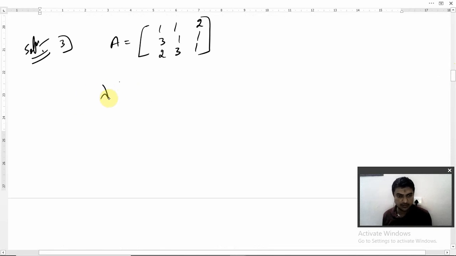Please remember the equation I have taken, because this is 3 cross 3, so lambda cube must be the first value, minus s1 lambda square, then plus s2 lambda minus s3 is equal to 0. S1, in my previous video lecture I have given S1 is nothing but the diagonal elements.